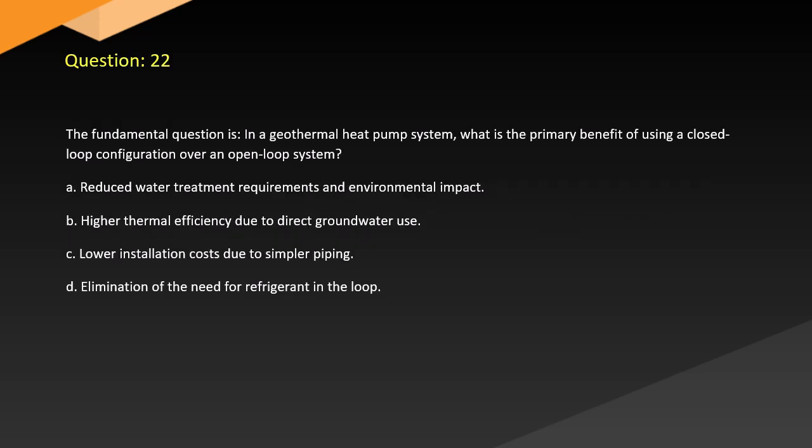Question 22. The fundamental question is: in a geothermal heat pump system, what is the primary benefit of using a closed-loop configuration over an open-loop system? A. Reduced water treatment requirements and environmental impact. B. Higher thermal efficiency due to direct groundwater use. C. Lower installation costs due to simpler piping. D. Elimination of the need for refrigerant in the loop.